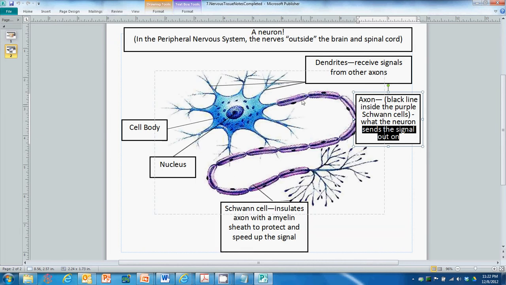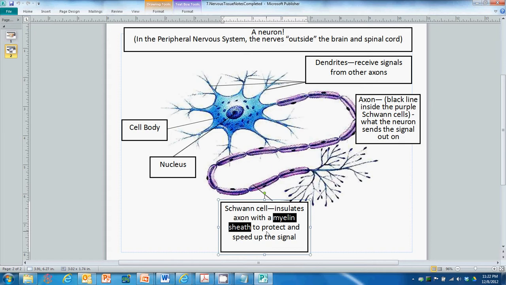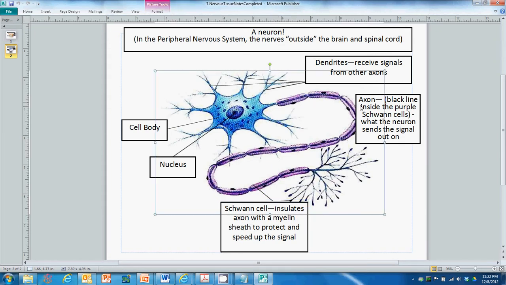And these purple things that are covering the cell are called Schwann cells. Schwann cells insulate the axon with a myelin sheath to protect and speed up the signal. This is like your headphones. The wire covering protects the signal of your music, right? That signal is what we are protecting. It does not provide structure like bones or anything like that. It just protects that signal and helps make it so that the electricity running through here works really well.